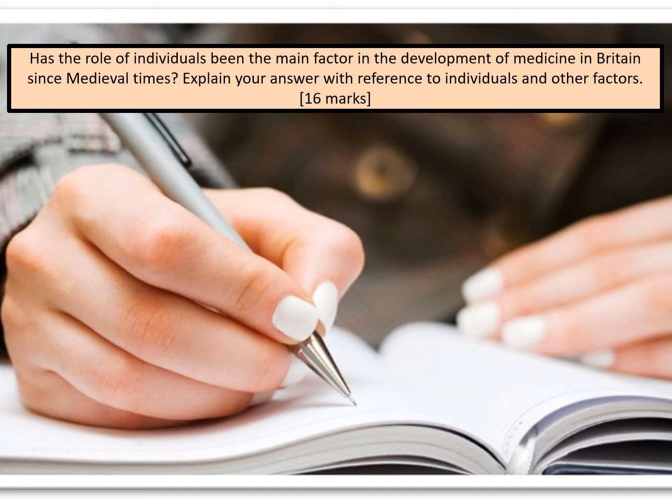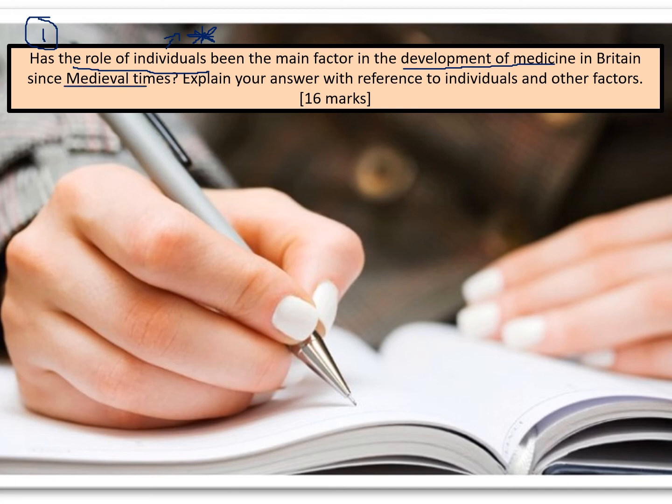Now, the first thing I would do in an exam is make sure that I was really clear exactly what they are asking. So the first thing I'd do is underline the factor. So this bit here is the factor, the role of the individuals. So I know that my first paragraph is going to have to be all about individuals over time. Now, it's not just asking me to talk about the individuals, but it's asking me to think and focus on how individuals have helped develop medicine since medieval times.